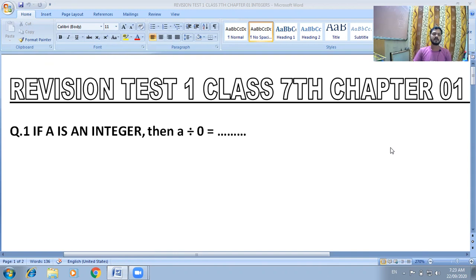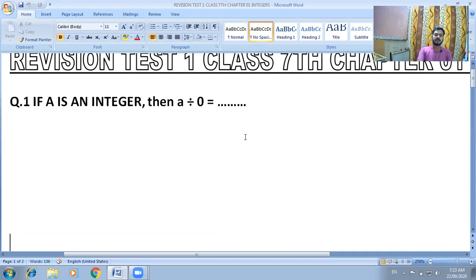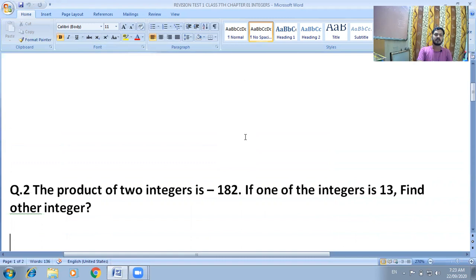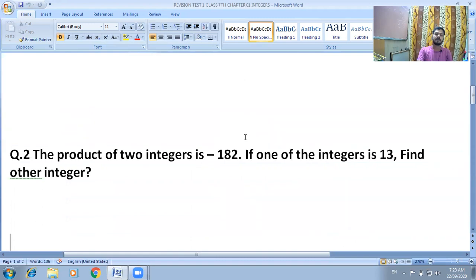Okay, now if a is an integer, then a divided by 0 is equal to? How can we get this value? Given that if a is an integer, then the value of a divided by 0 is equal to, that is our question number 1. Next, question number 2: the product of two integers is minus 182.